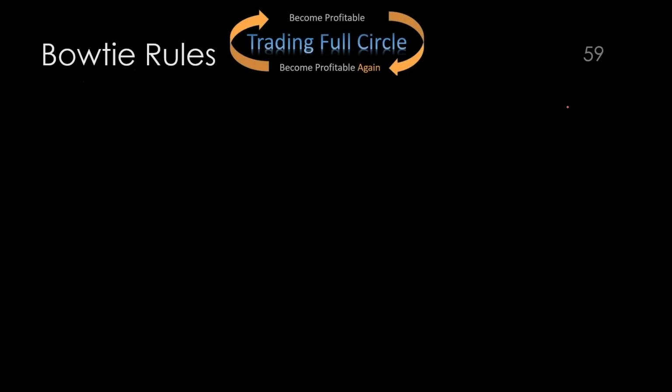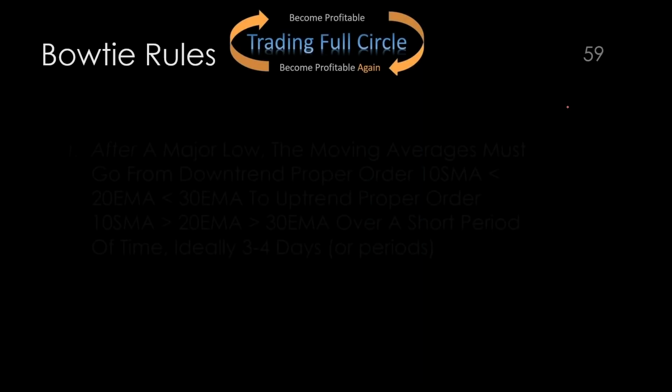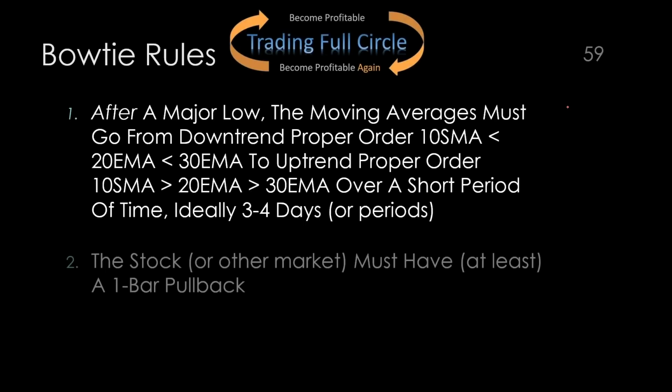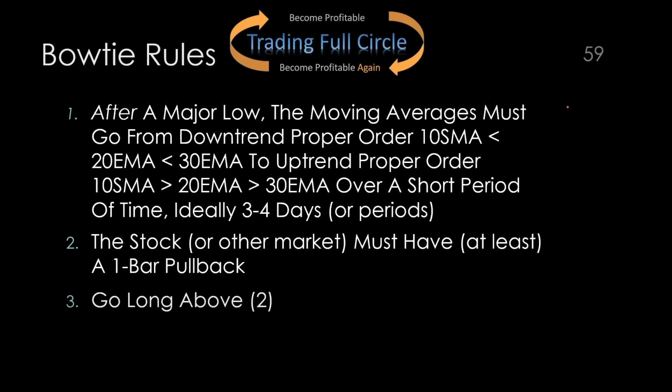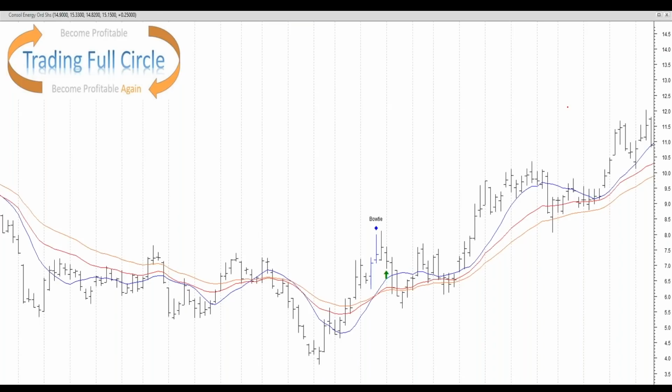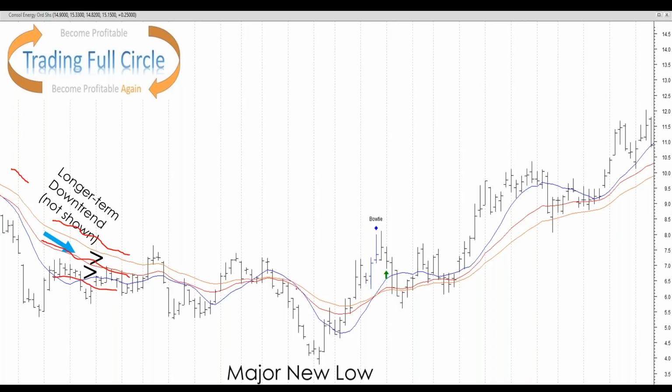So here are the actual rules. And again, I'll give you these slides. You don't have to read these right now. It's a lot easier just to show you. Basically, if you take a look at this chart, this one's a little bit better because I backed it out. Notice that these moving averages are still headed down. And this is a long, long-term downtrend that's not completely shown. And notice that it makes a major new low.